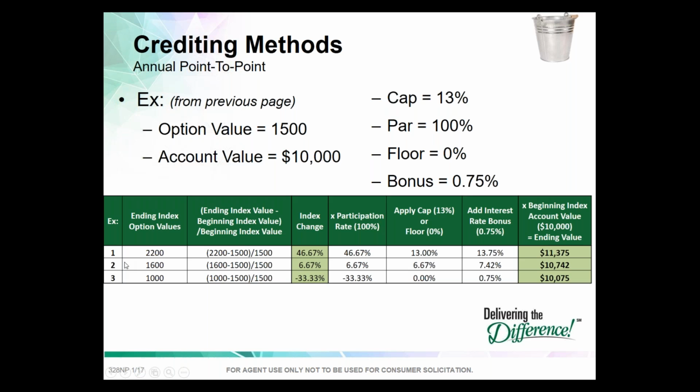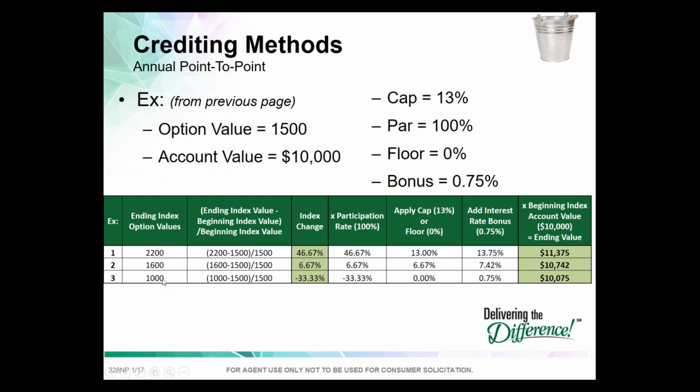In year two, or the second example, the index started at 1,500 and now it's 1,600. So it went up 6.67%. 100% of that is 6.67. That's within our cap and our floor rate, so that's the amount that's applied to the policy, plus any interest rate bonus if applicable.